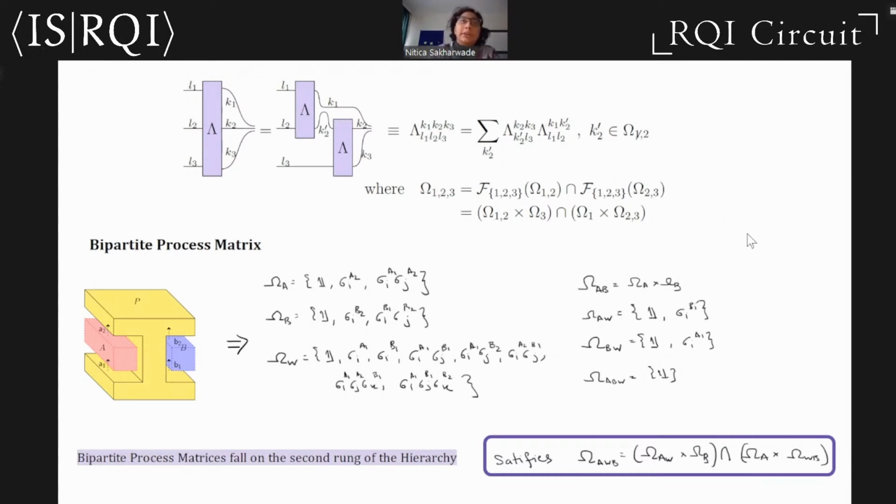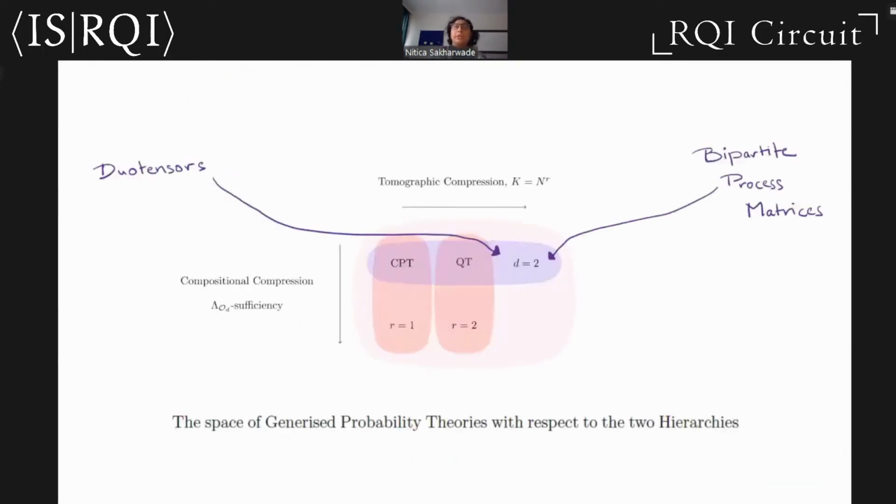And since it does, we can conclude that the bipartite process matrix, these things that violate causal inequalities and have indefinite causality, also fall on the second rung of the hierarchy. So we have two different, very post-quantum directions that fall in the same rung of this picture, in terms of this hierarchy that we talked about.